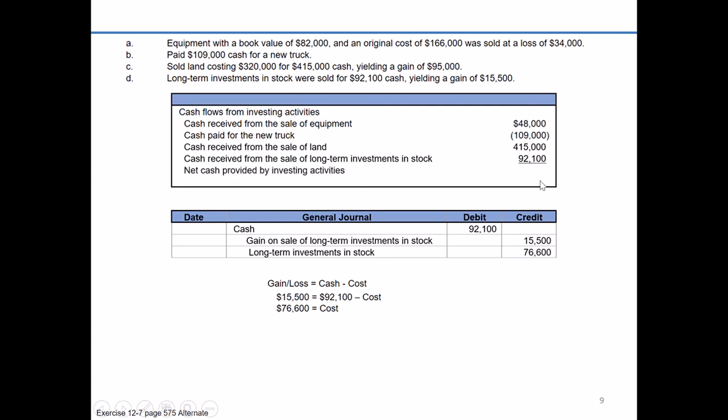So we'll continue to look at these and total these up. Our net cash provided by investing activities: $48,000 inflow from the sale of equipment, an outflow for the purchase of a truck of $109,000 is subtracted out, an inflow of $415,000 from a sale of land, and an inflow from the sale of long-term investments of $92,100 gives us a net inflow of $446,100.